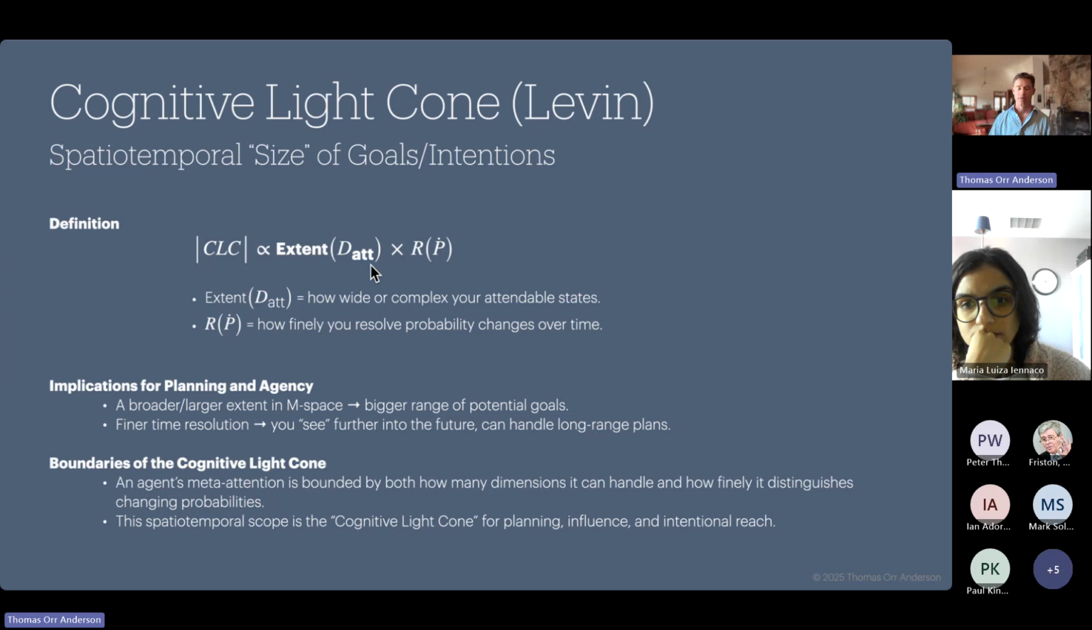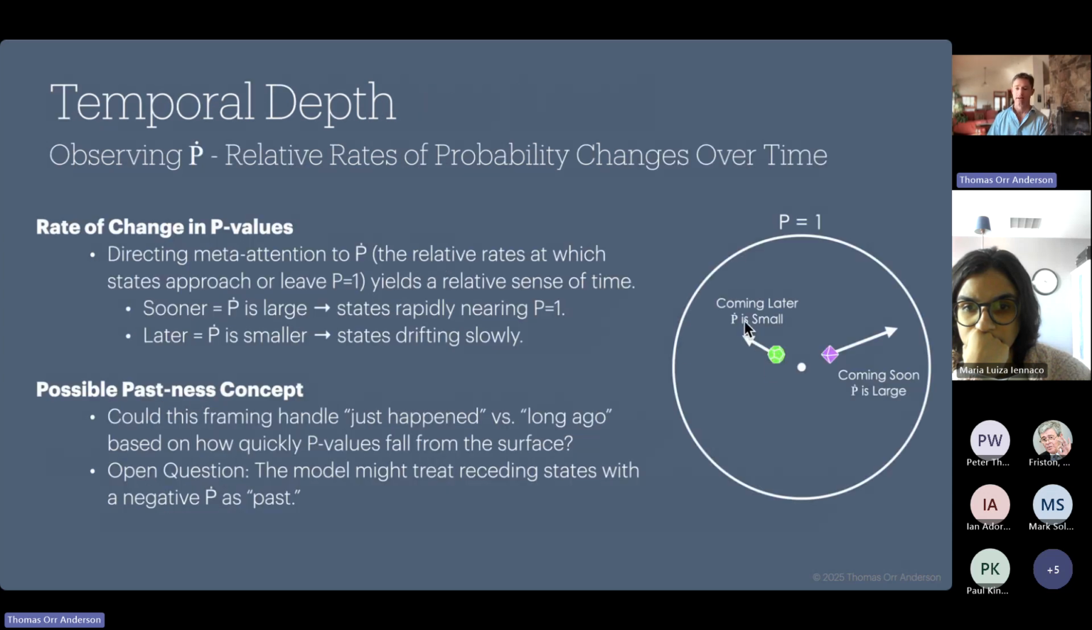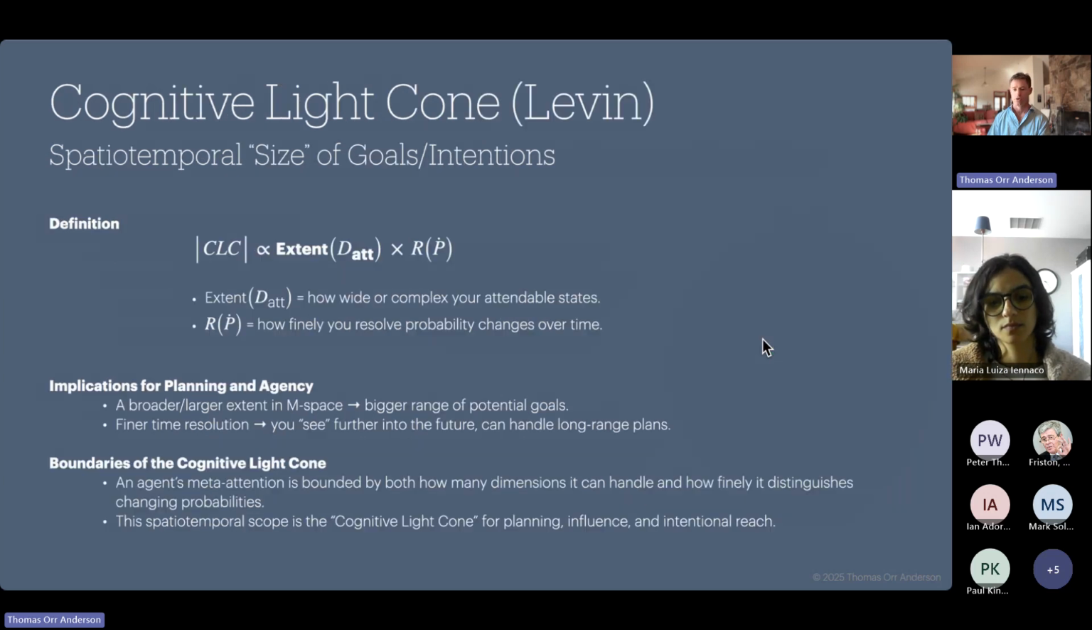And then that would be crossed with, or multiplied by, the resolution we have on that changing probability. Back to the previous slide, the p dot being the relative rates that states are approaching that surface where they are actualized. There's a resolution, presumably, of how small of a change in p dot we are able to resolve. And if you cross these two, you get a nice simple framing of what might be the magnitude of our cognitive light cone.